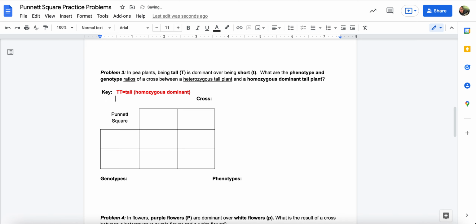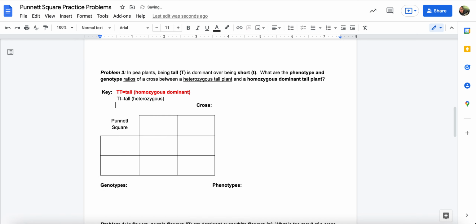Then we've got capital T, lowercase t. That will also be tall. This is our heterozygous. And we've got 2 lowercase t's. This will be our short. This is our homozygous recessive. So the key will help us when we're doing our cross.